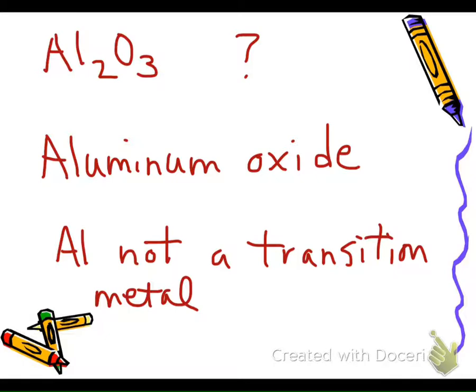A reminder, metals in groups 1 and 2, as well as aluminum, and then you're responsible for silver and zinc, will not use Roman numerals when being named. We'll end here. Our next lesson will deal with naming ionic compounds that contain polyatomic ions.